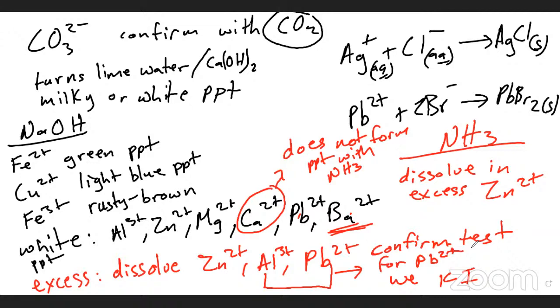All right, let's just take a picture of the board. For iron, right? Hemoglobin, it contains Fe2+. All right, so I'm going to clear the board now. Take a picture. All right.